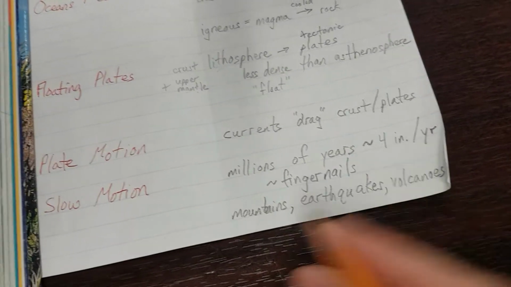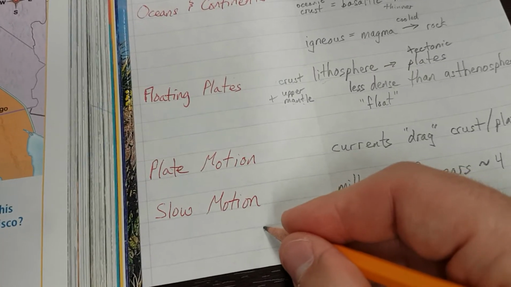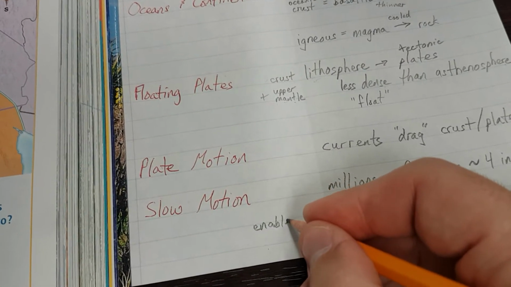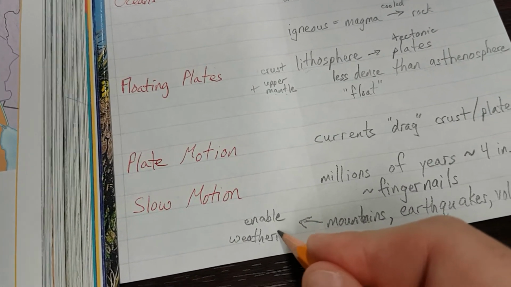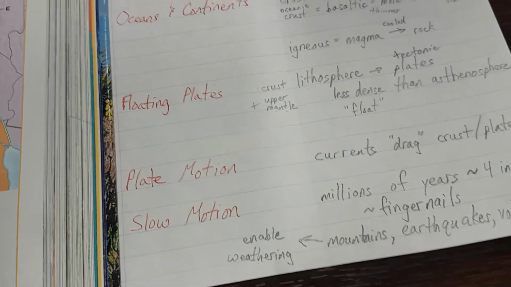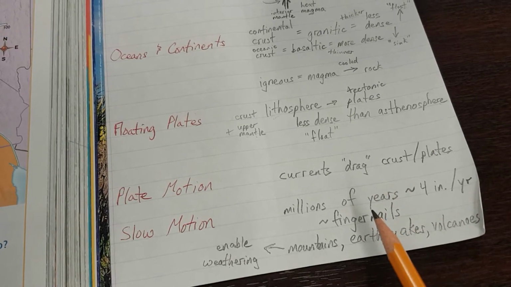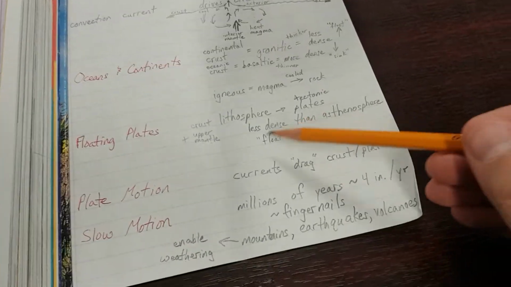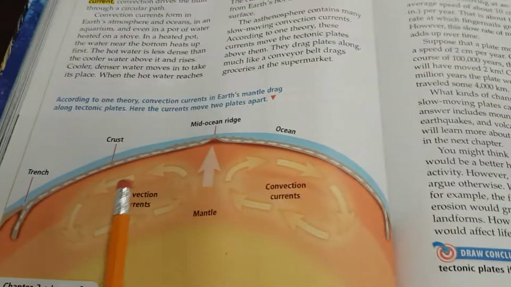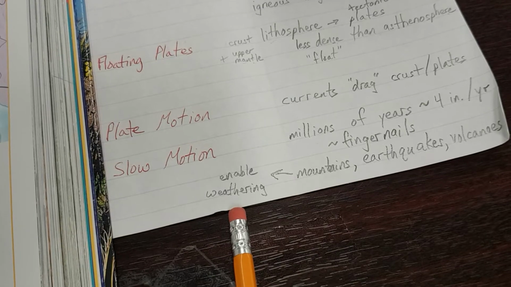Okay, so all these mountains, earthquakes, and volcanoes, let's draw a little arrow to the left, enable, weathering. Notice how they are connecting everything we have learned up until this point to each other. So they're connecting the structure of the Earth, they're connecting tectonic plates, they're connecting the movement and the convection currents, and they're even connecting weathering, erosion, rivers, everything we were learning about recently to each other.